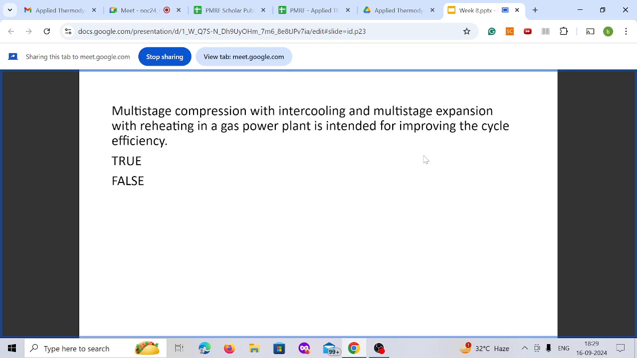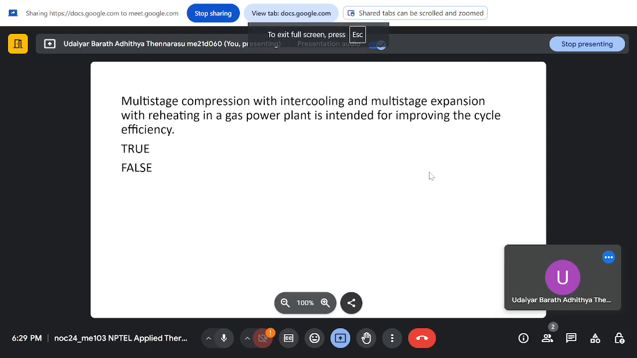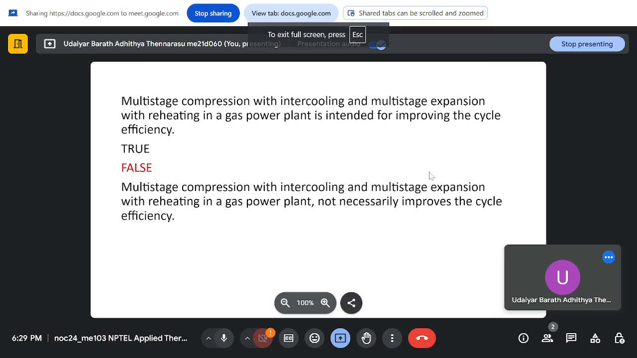Next is, multi-stage compression with intercooling and multi-stage expansion with reheating in a gas power plant is intended for improving the cycle efficiency. So employing multi-stage compression with intercooling and multi-stage expansion in a gas plant need not improve the cycle efficiency. So answer is option B, false.